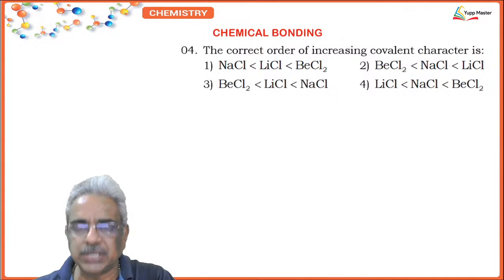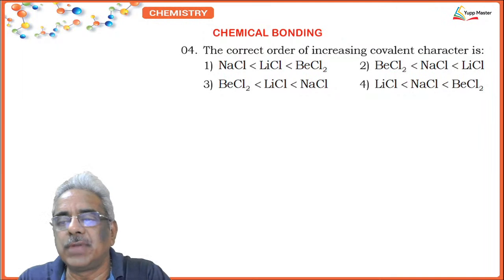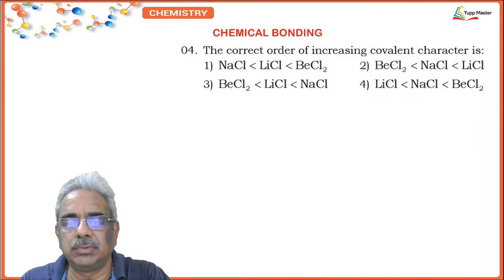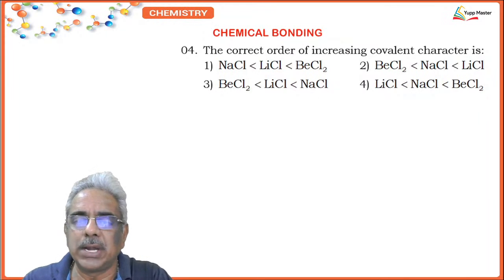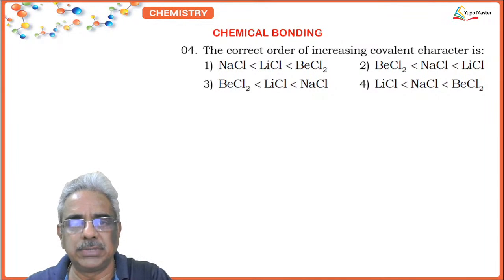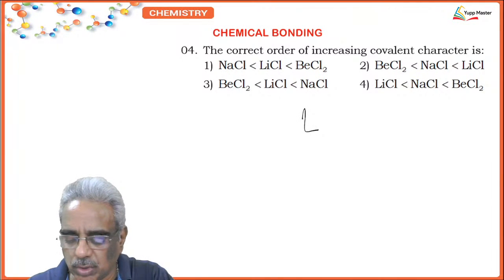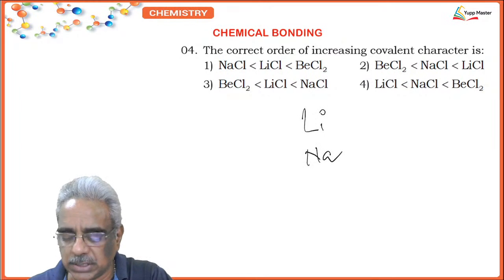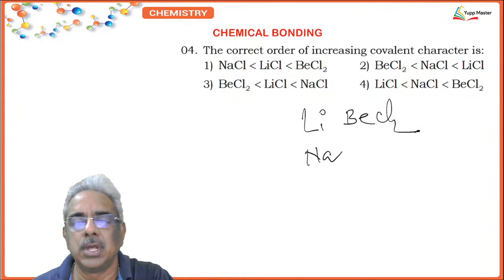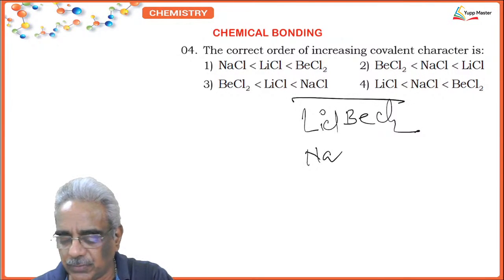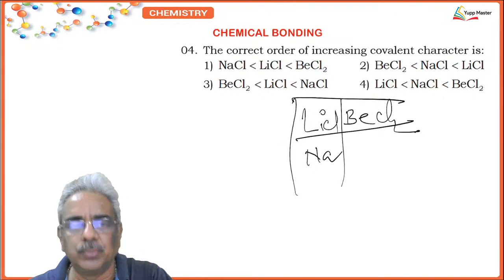So coming to my next question, the correct order of increasing covalent character. Almost it is like the first question, but zigzag. Sodium chloride, lithium chloride, beryllium chloride. See, somewhat top to bottom, somewhat left to right. So you must know lithium and sodium belong to first group, and beryllium chloride is second group. And you are going from left to right and top to bottom also.